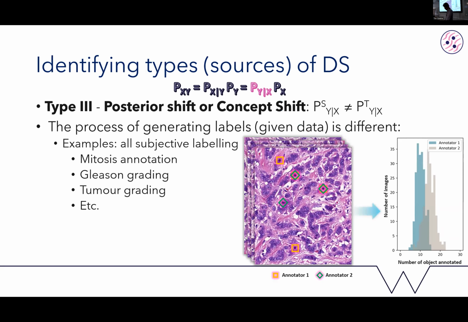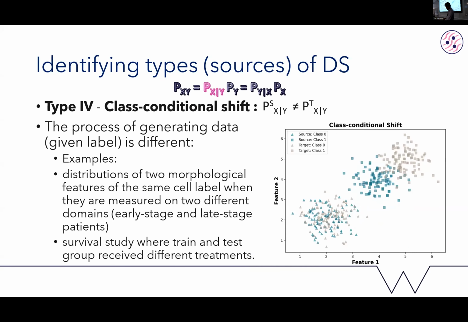The next is posterior shift or concept shift, which is basically related to subjectivity of labeling. So the process of generating labels, given the same data, is different. It's always there with subjective annotations, such as mitosis annotation, Gleason grading, or tumor grading. And finally, class conditional shift, where the process of generating data given the same label is different.